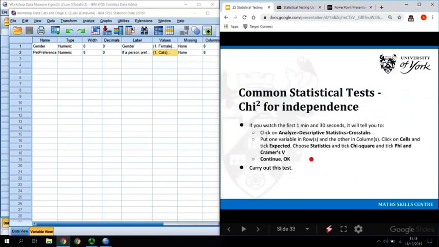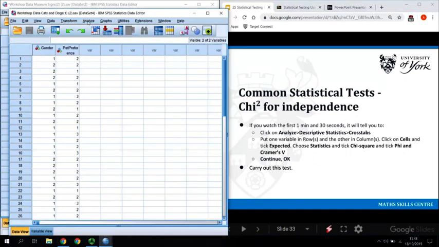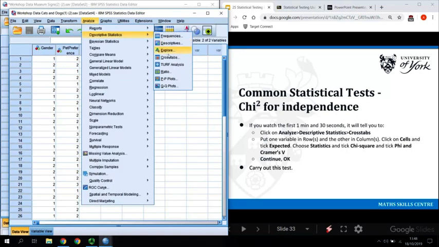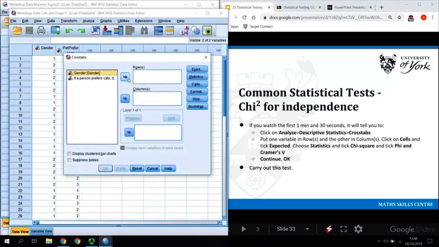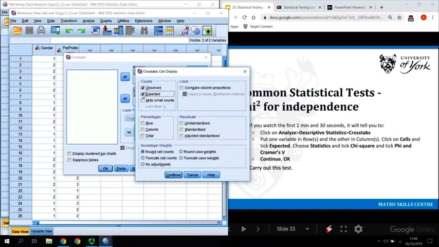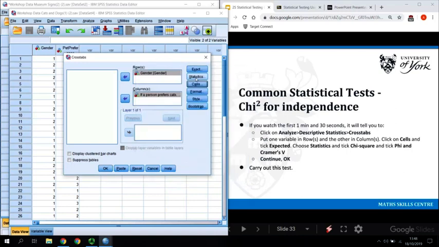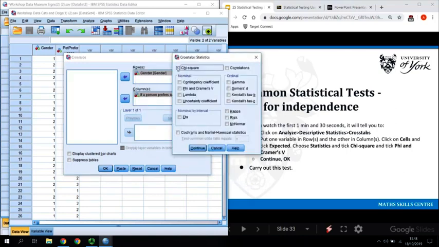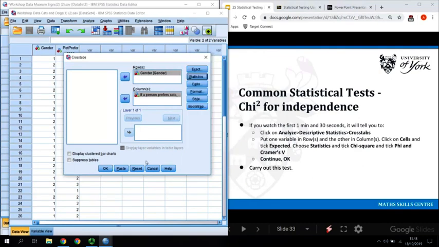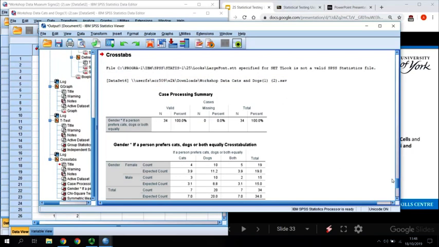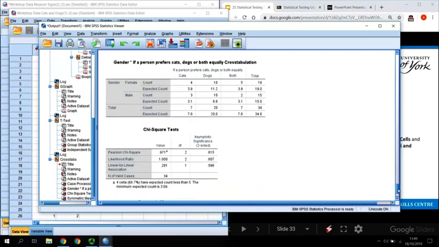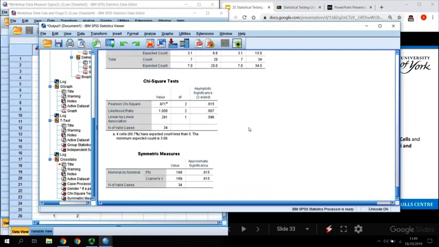If you just watch the first minute and 30 seconds, it'll tell you to click on Analyze, Descriptive Statistics and Crosstabs, put one of your variables under rows and the other under columns, click on cells and tick the expected box, then click on Statistics and tick the chi-squared and Phi and Cramer's V. When we click OK, we get the results here.